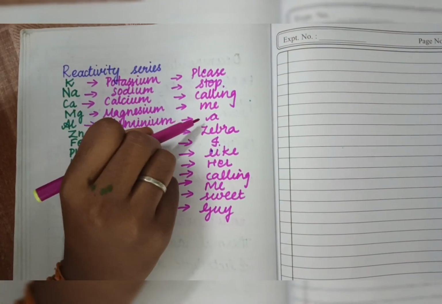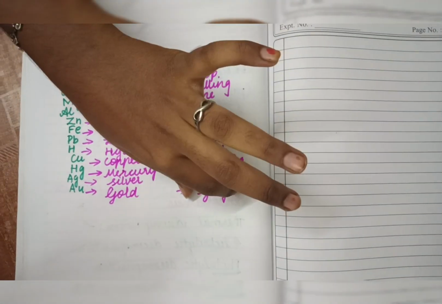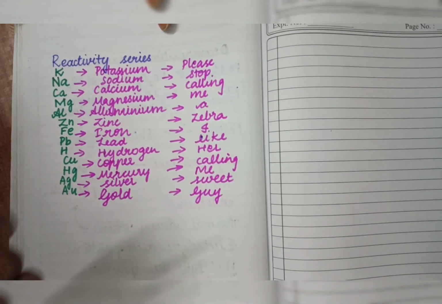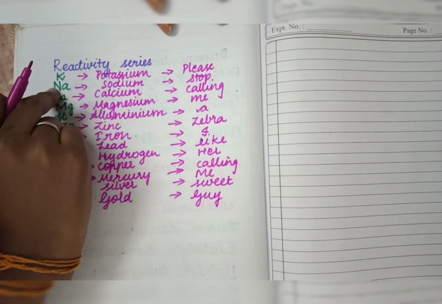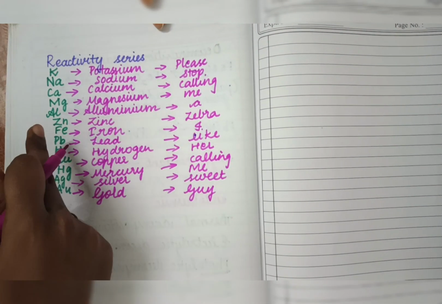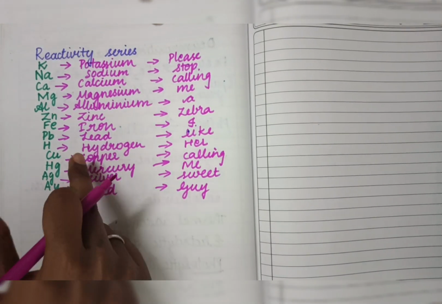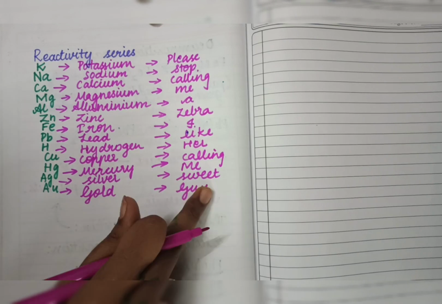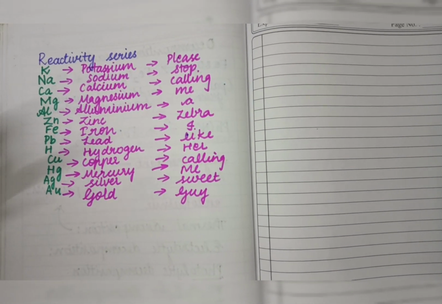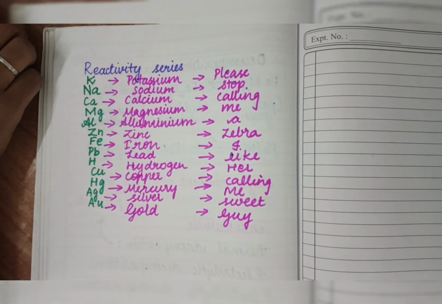Please stop calling me a zebra. I like her calling me sweet guy. When you memorize this statement, you can answer this reactivity series very easily. Please potassium, stop sodium, calling calcium, me magnesium, aluminium, zebra zinc, I iron, like lead, her hydrogen, calling copper, me mercury, sweet silver, guy gold. Please stop calling me a zebra. I like her calling me sweet guy. I hope this will be useful for you during your exam time.